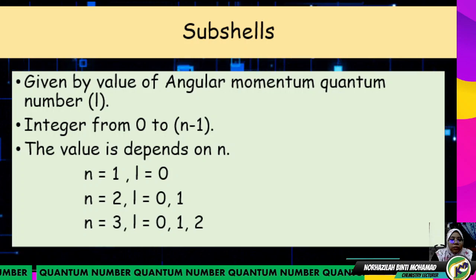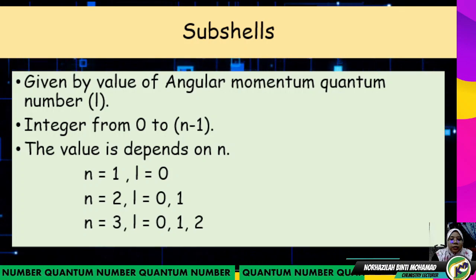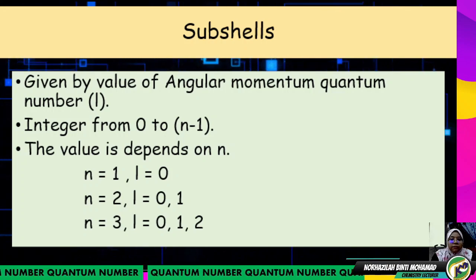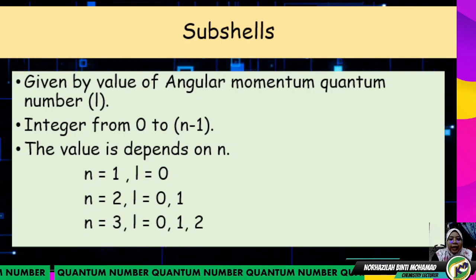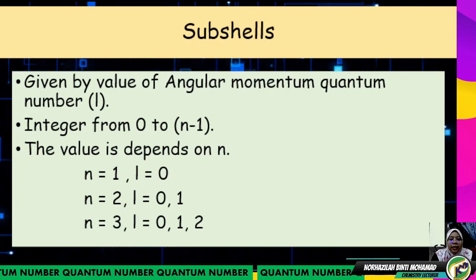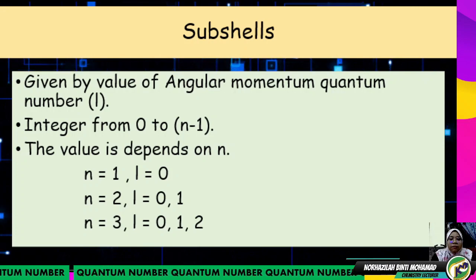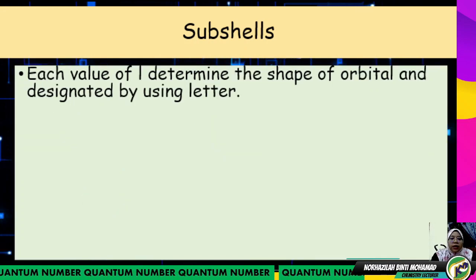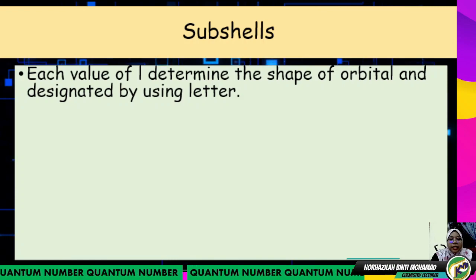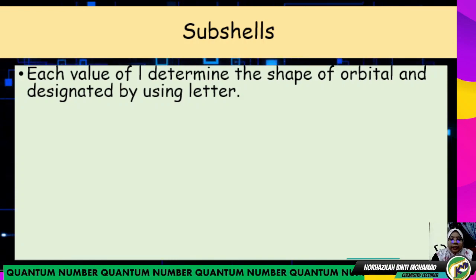So for n equals 3, L equals 0, 1, 2, starting from 0, 1 until n minus 1. So in shell 3, there are 3 values of L. Each value of L will determine the shape of the orbital and is designated by a letter.